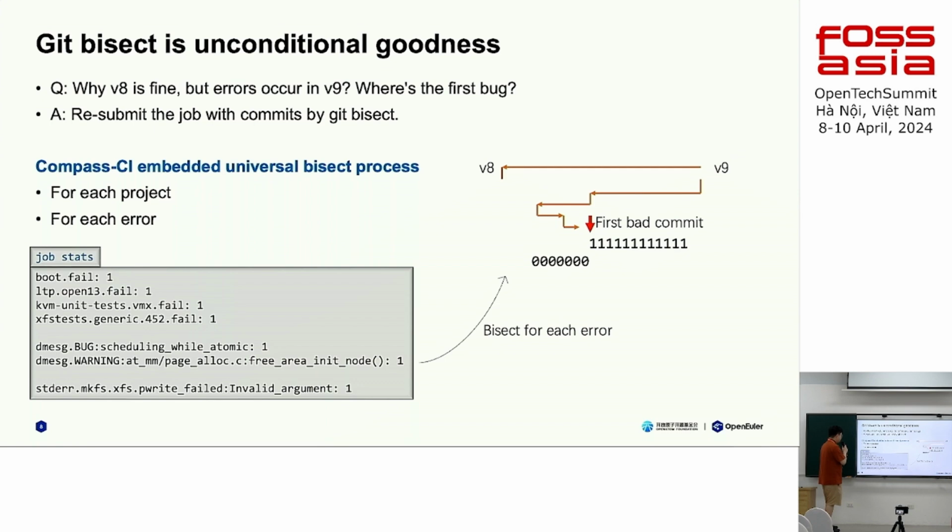So for Compass CI, it will submit the git bisect tracing for each of them. For each of the errors, Compass CI will find the first bad commit for it. It will consistently submit the same job with a different commit hash, and totally find the first bad commits for all the errors. So it will make it easy to find out what is the root reason for the error.